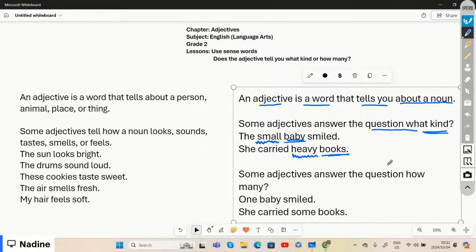And then we also have adjectives that ask the question, how many? So how many people, how many animals, how many places, how many things? And now it says one baby smiled. Baby is a noun. How many babies smiled? Only one. So one is our adjective, because one baby smiled.